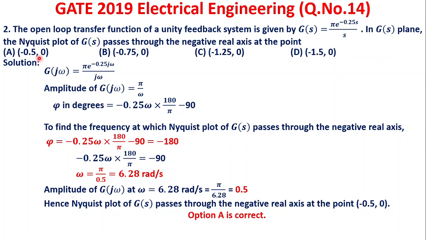Okay, but we want the point in rectangular form, so let us find the amplitude also. We got the angle, now the amplitude. Amplitude is pi by omega, so pi by 6.28 at that frequency, which is 0.5. So 0.5 is the amplitude, and the phase angle is minus 180 because it cuts the negative real axis. So 0.5 angle minus 180 is nothing but minus 0.5 plus j0, that is minus 0.5 comma 0. Therefore the Nyquist plot passes through the negative real axis at the point minus 0.5, 0. That's all. Option A is correct. See how simple the problem is. This is how we have to do the problems in Nyquist stability analysis.